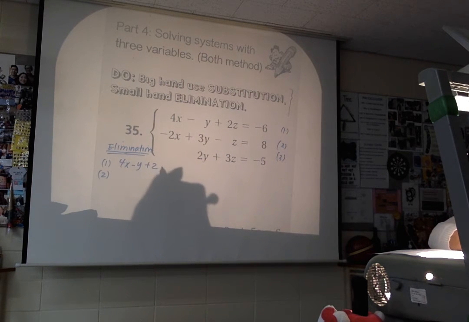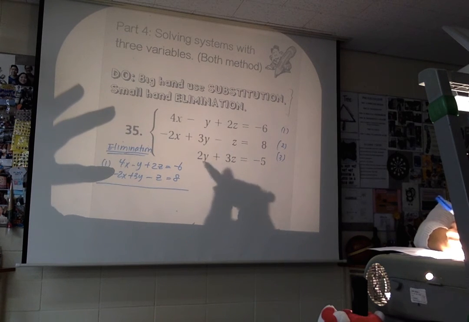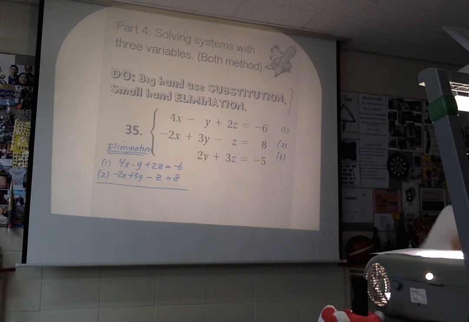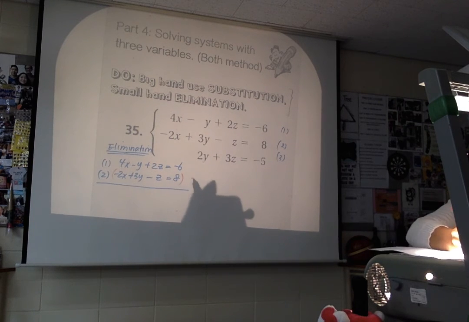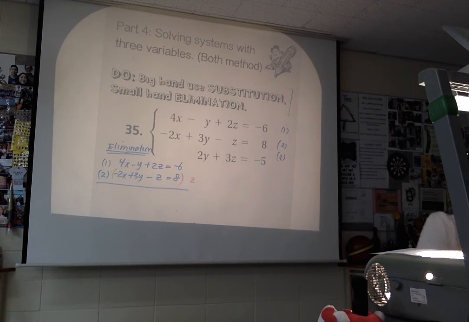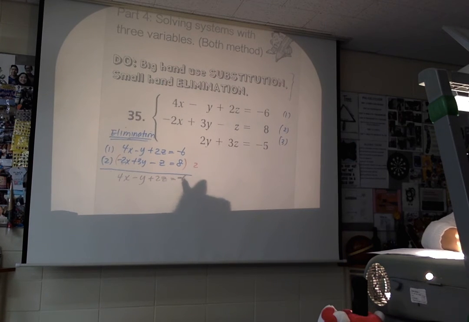4x minus y plus 2z is equal to negative 6. Negative 2x plus 3y minus z equals 8. Well, what are you going to get rid of? Let's get rid of x. You know why? Because then this is written in y and z. So we want both of these to be written in terms of y and z. So let's multiply this guy by 2, yeah? Because it's going to get negative 4x, which when we add together, we'll get rid of the x. So I like to rewrite the equations, but you don't have to. So that's the first equation, equals negative 6, and we have negative 4x plus 6y minus 2z is equal to 16.